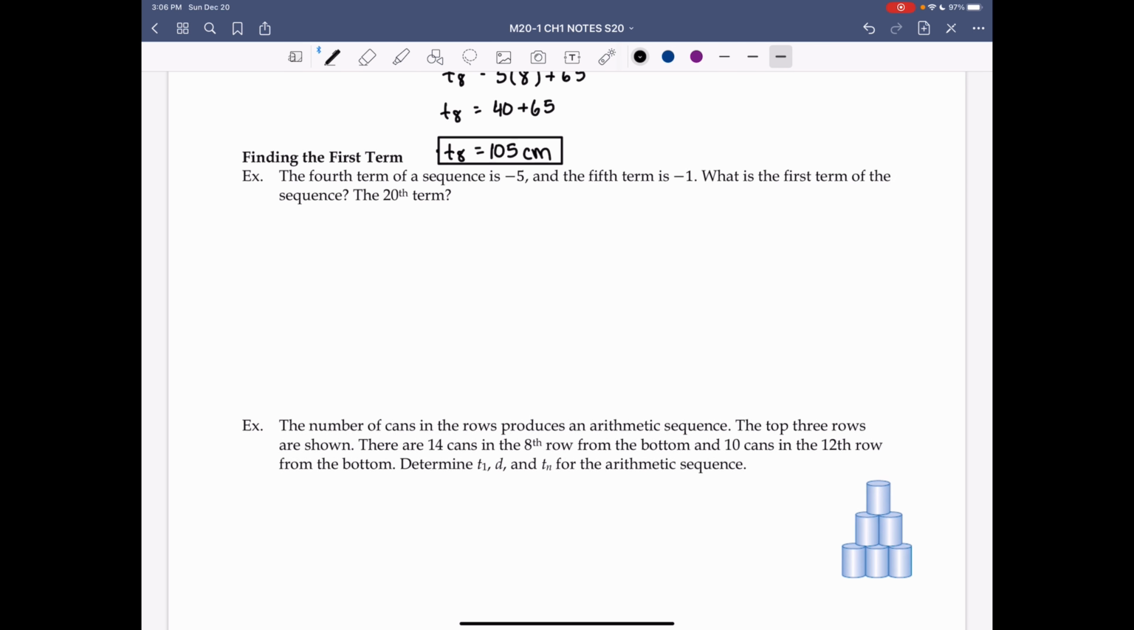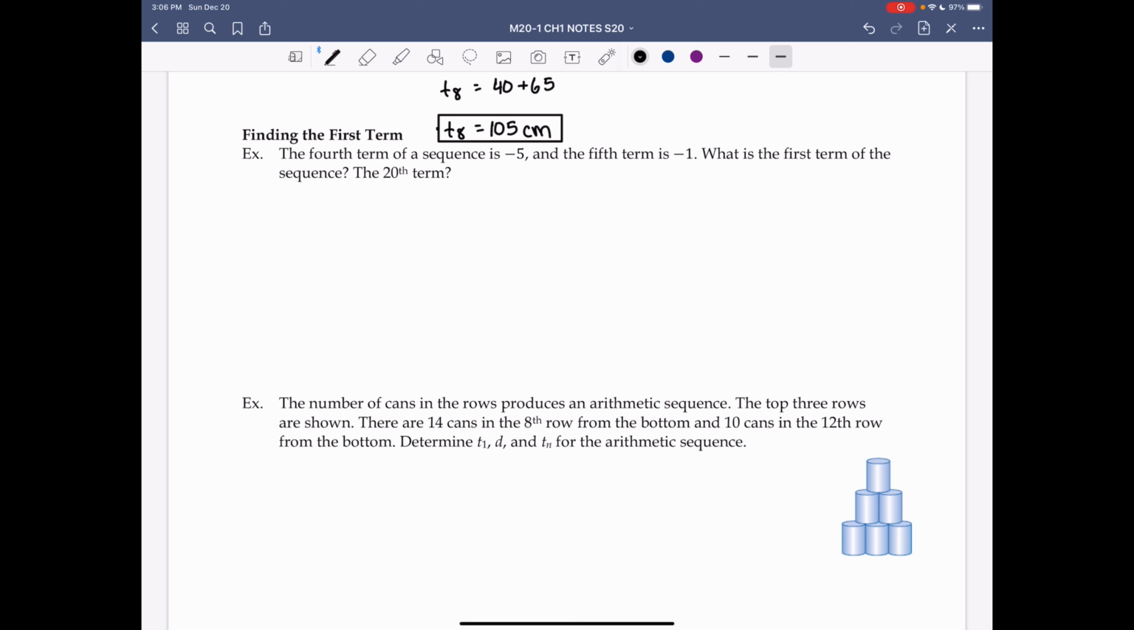Finding the first term. The fourth term of a sequence is -5, and the fifth term is -1. What is the first term of the sequence and the 20th term? Start by writing down what we know. T4, the fourth term of the sequence, is -5, and T5, the fifth term of the sequence, is -1. What can we do with these two values? Notice they're consecutive terms, term 4 and then term 5. So if we find the difference, that's our d value.